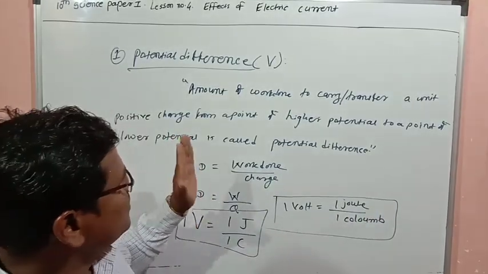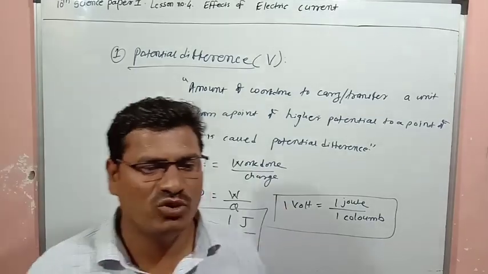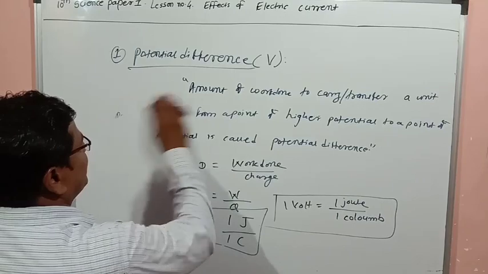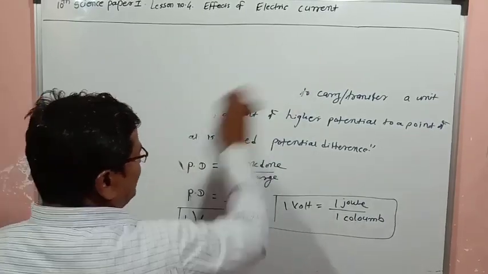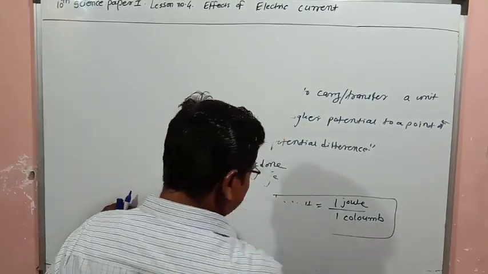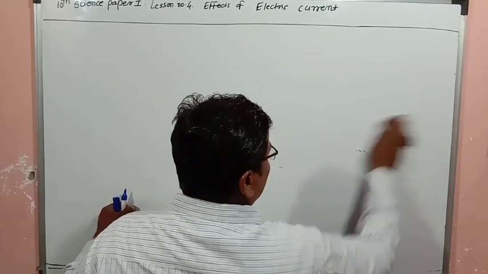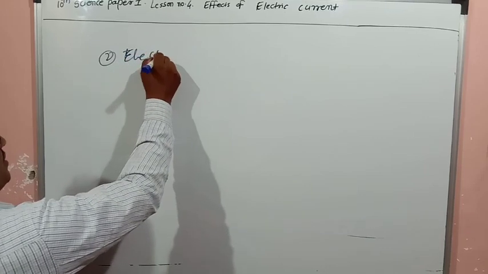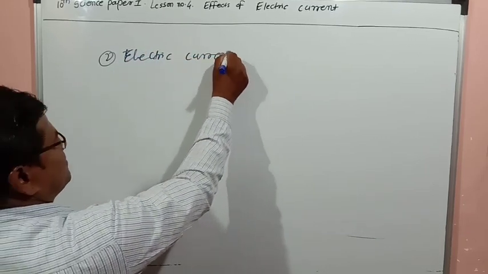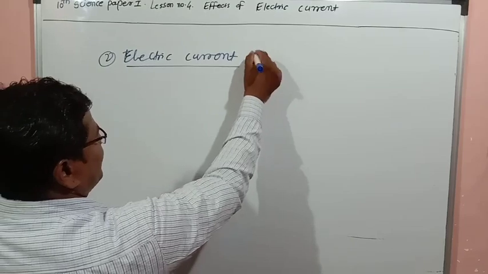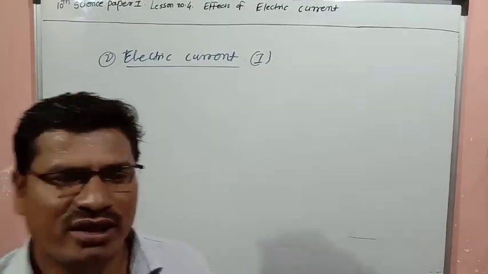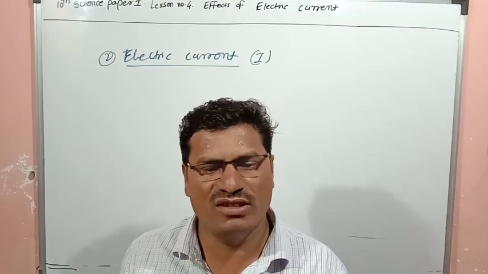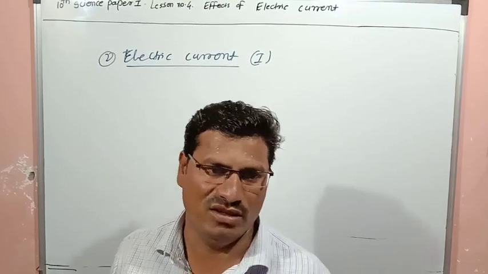So this is the term potential difference, and the next term we are going to learn is electric current. It is denoted by I. So what is the electric current? We have studied this before also, but we are revising these points because they are important for understanding the next part.